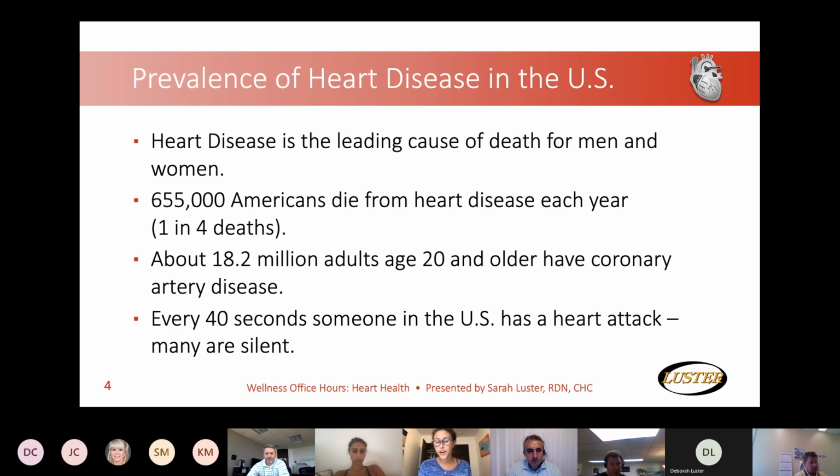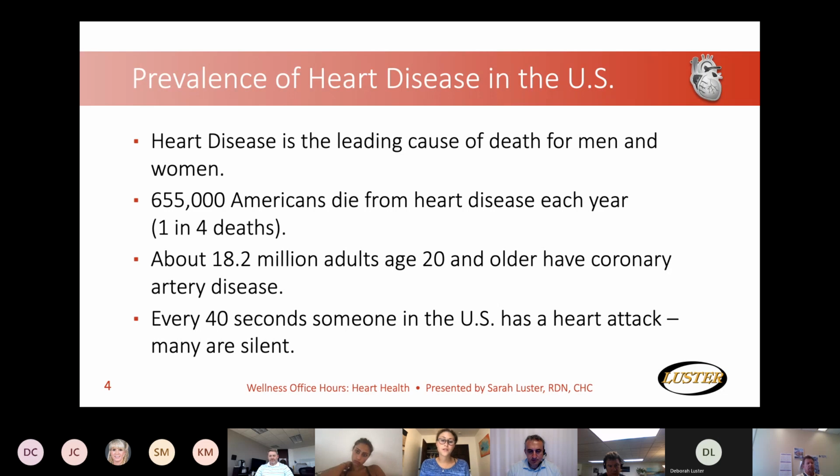And so this is kind of a scary slide. It's the prevalence of heart disease in the US. Heart disease is the leading cause of death for men and women in the United States, and this rings true for most races. 1 in 4 Americans die from heart disease each year, and then about 18.2 million adults aged 20 and older have coronary artery disease. And so as you can see, age 20, that's pretty young. So more and more young people are actually getting heart disease now with just the modern American lifestyle.